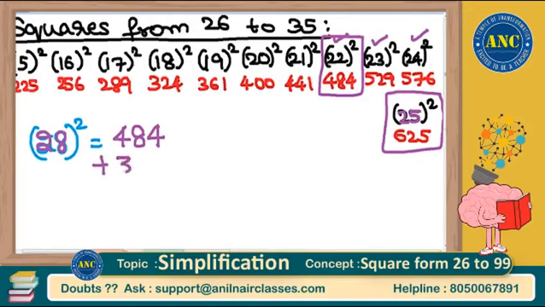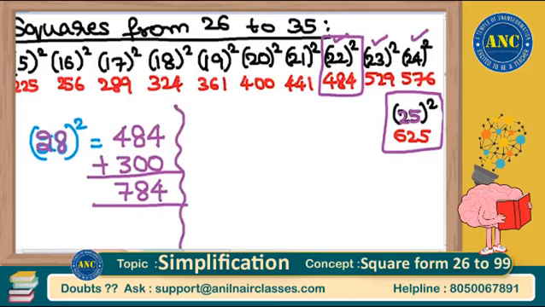Add 300. If you go 7 units behind, add 700. If you go 4 units behind, add 400. 484 plus 300 is 784. 28 square is 784. Two more examples for my student to be comfortable.